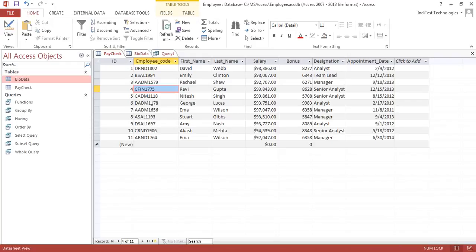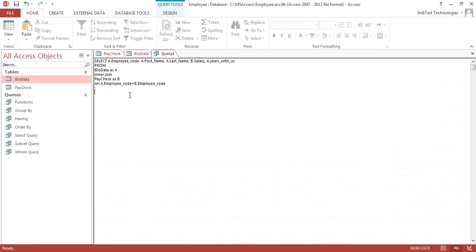Now in Access, I have prepared a small query which lets us select certain columns from the two tables, the biodata table and the paycheck table. And I have firstly used the inner join keywords as the syntax on which I'm going to give a demonstration. And you can see that the condition on which I'm going to perform the inner join is that the employee code in the first table must be equal to the employee code in the second table. Now, before we run this query, let's go manually to these two tables and try to understand what would be the results of this join.